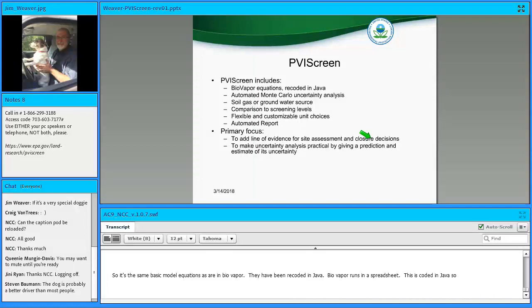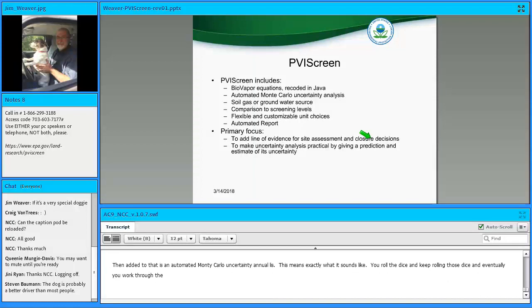Then added to that is an automated Monte Carlo uncertainty analysis. Monte Carlo is a well-established technique for uncertainty analysis. It means exactly what it sounds like. You roll the dice and keep rolling those dice, and eventually you work through the patterns of uncertainty.